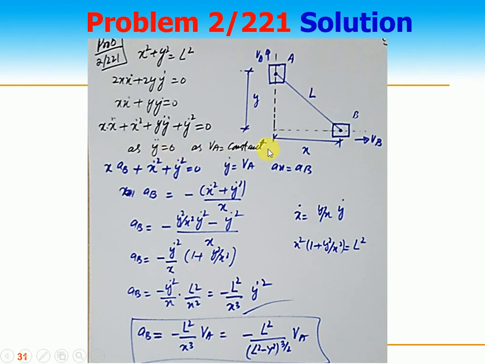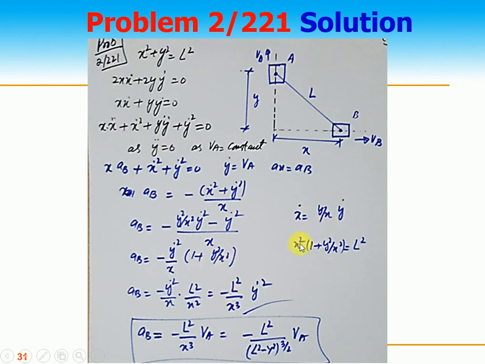because VA is constant upward, therefore this equation is x x double dot plus x dot square plus y dot square is equal to 0. y dot is the velocity of A. Ax is basically the acceleration of B. So the acceleration of B, just to collect the terms, becomes minus x dot square plus y dot square by x. If I need to find the acceleration of B, we know here x dot is equal to minus y by x times y dot from here. x dot is equal to y dot by x. So we put the value here, simplify, taking the common, and we get this.